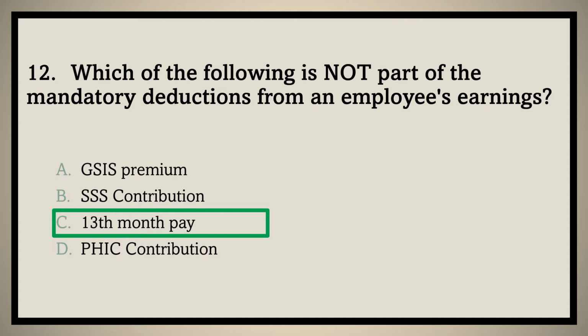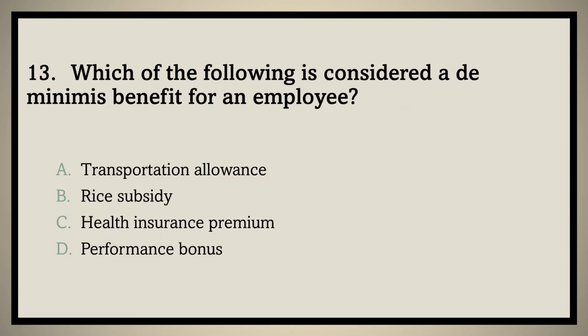13th month pay. 13. Which of the following is considered a de minimis benefit for an employee? A. Transportation allowance. B. Rice subsidy. C. Health insurance premium. D. Performance bonus.